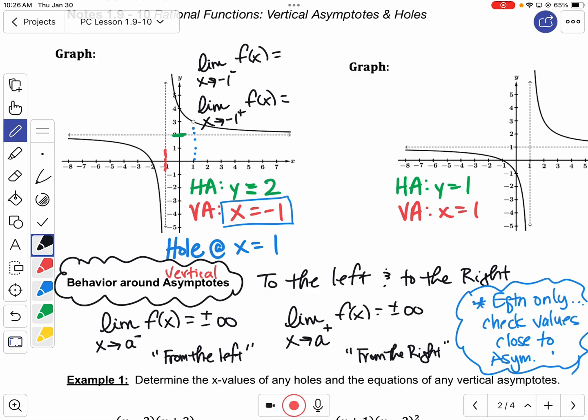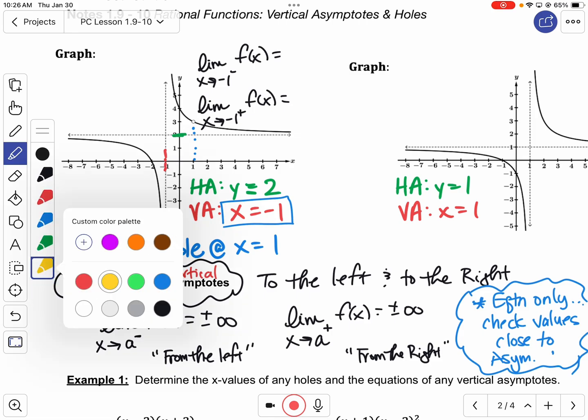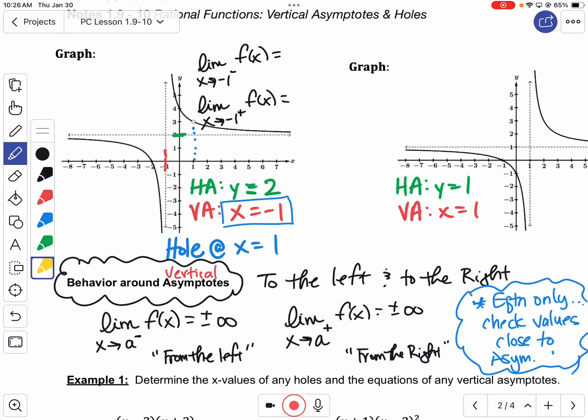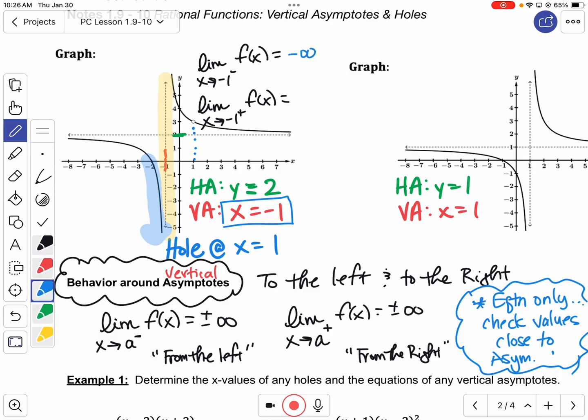Those limits are always going to equal either positive or negative infinity. It just depends on which way it looks. So let's look on the left side of the asymptote. Here's my asymptote. On the left side, which way is it going as it gets close to the asymptote? It's going down, so I would put negative infinity. As I get close to that asymptote on the left side.